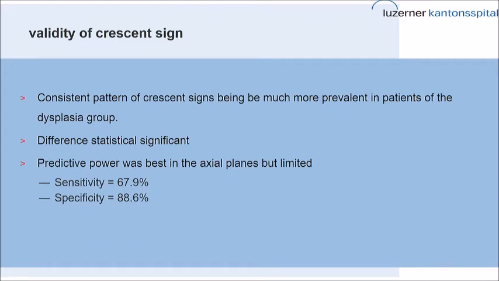This difference is statistically significant, but the predictive power was best in the axial planes, and even there it was limited: the sensitivity was 67% and the specificity was 88%, which is not that great for prediction.